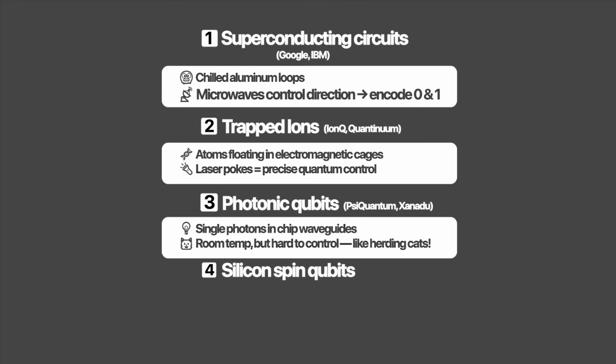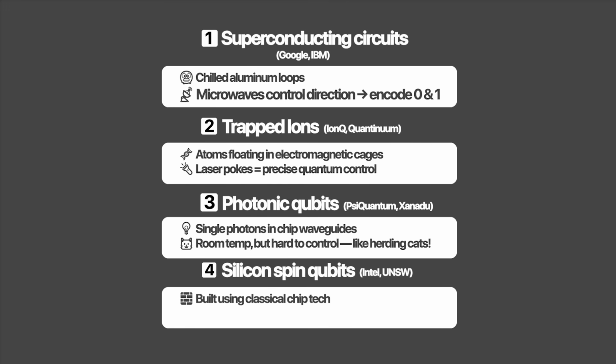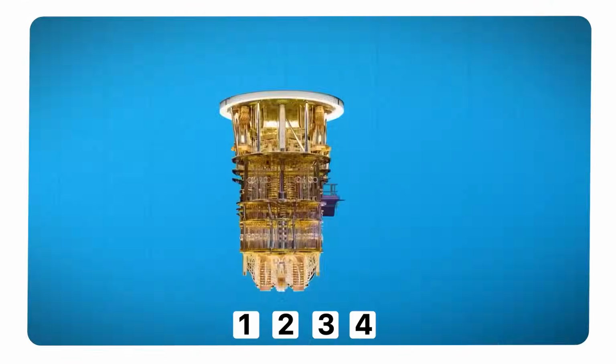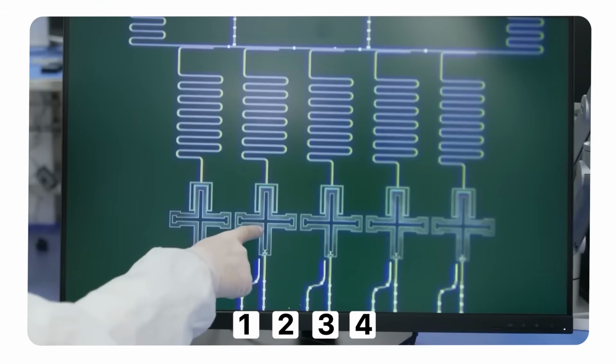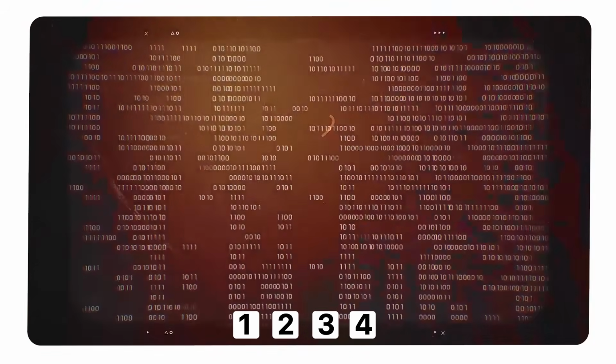Silicon spin qubits, Intel, UNSW. Piggyback on classical chip fabs, storing data in the spin of lone electrons inside silicon quantum dots. All 4 share a supervillain, decoherence: heat, vibration, stray magnetic fields. Any of them can yank a qubit out of superposition in microseconds.